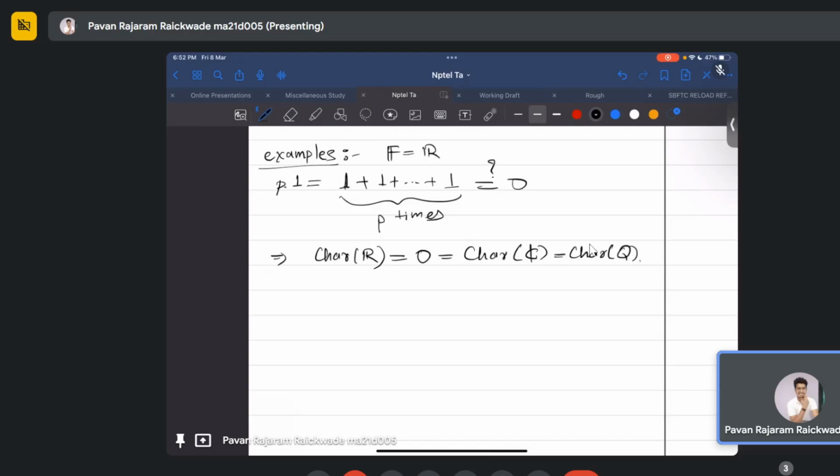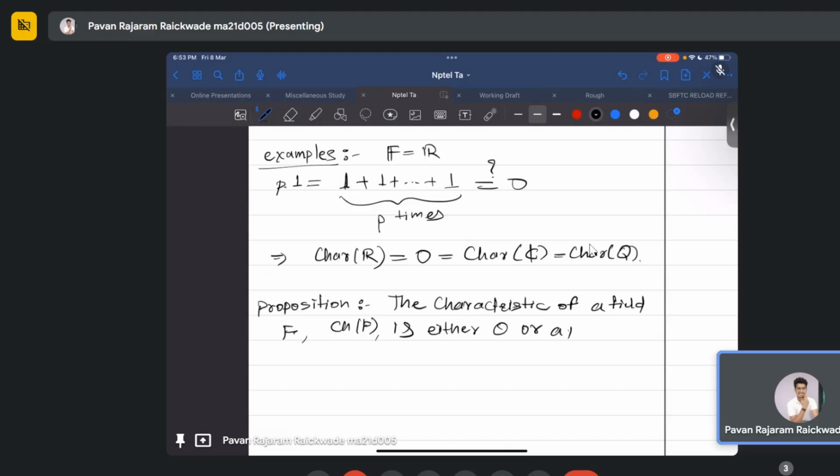Now what about finite fields? What do you expect the number p to be? That is always a prime number. Okay. So what follows is the proposition. The characteristic of a field f is either 0 or a prime number.